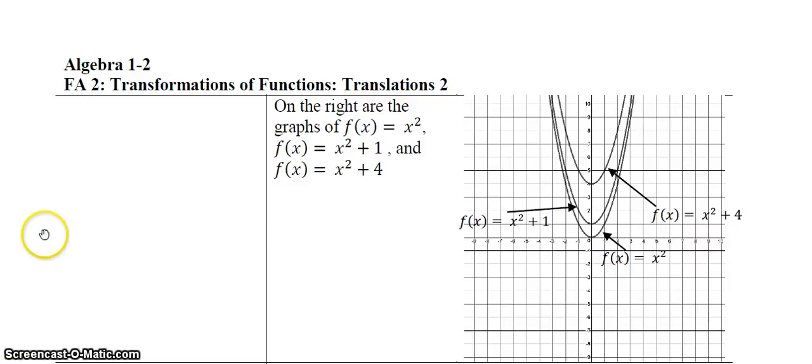Okay, let's recap this one. So we start off with the same x squared, but this time notice it's not x plus 1 quantity squared, it's x squared plus 1. The plus 1 is after squaring, same thing with the plus 4. So here's x squared, and the x squared plus 1 is right here. You can see it looks like it's one bit above the x squared. Now it's hard to tell up here only because of the numbers.